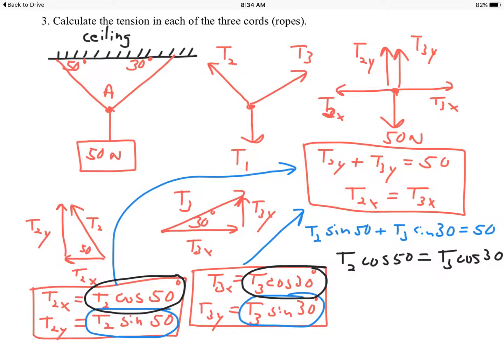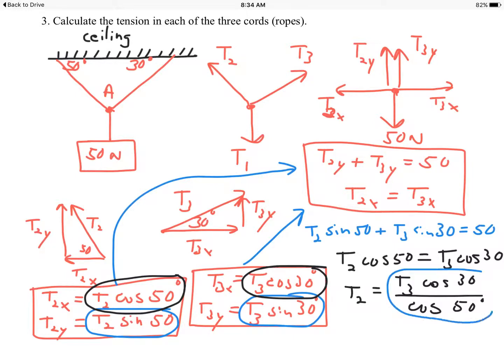All right, if I take this second equation, the one in black here, and solve for T2, I get T2 equals T sub 3 cosine 30 degrees divided by cosine of 50 degrees. Now, I'm going to sub that into the blue equation. So I'm going to take this value right here, that big guy, and plug it in right there for T sub 2. And I'm going to move down the page here, and we get a pretty large equation.